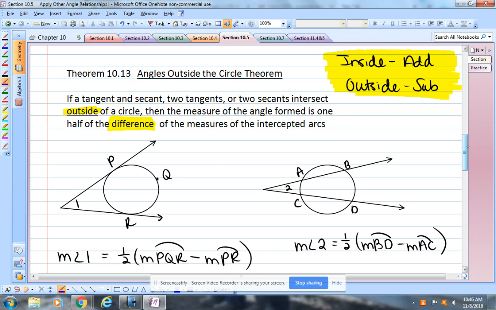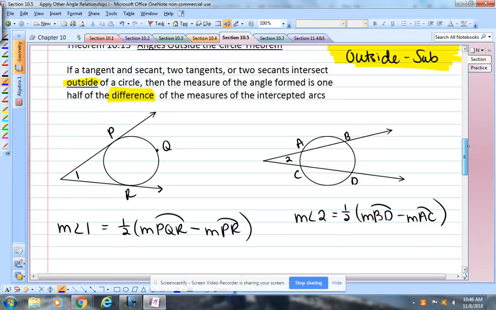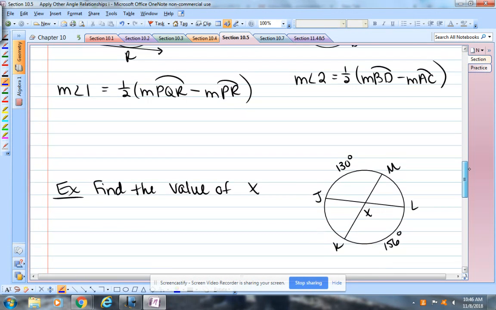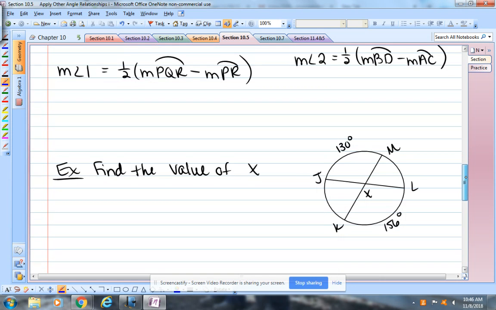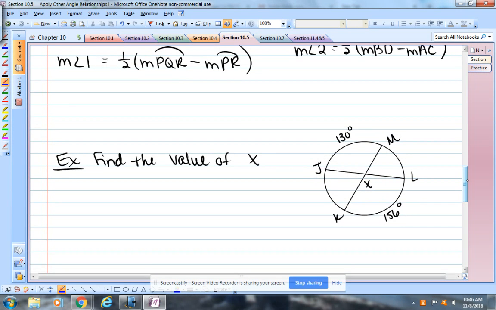And then we're going to work some problems with these, and then we'll be done with the lesson for the day. All right, let's do some problems. I'm going to let y'all draw that lovely circle.